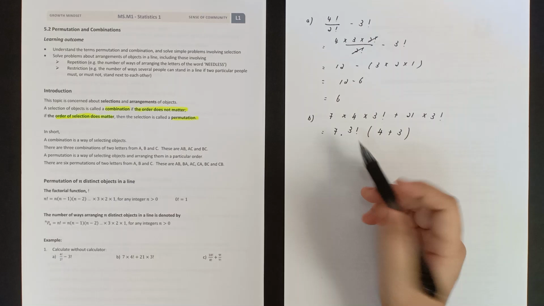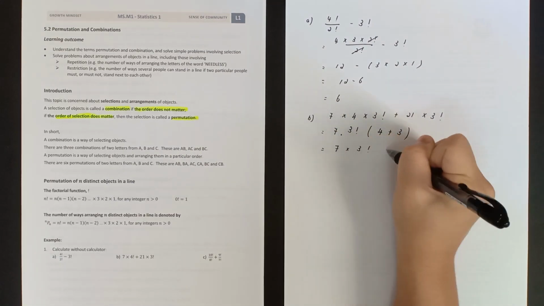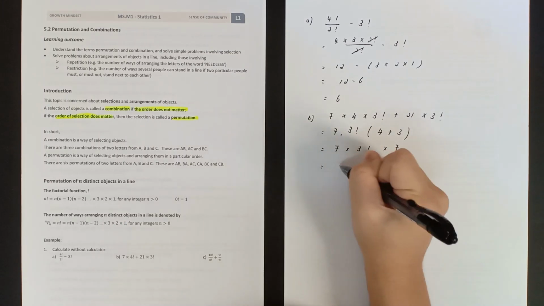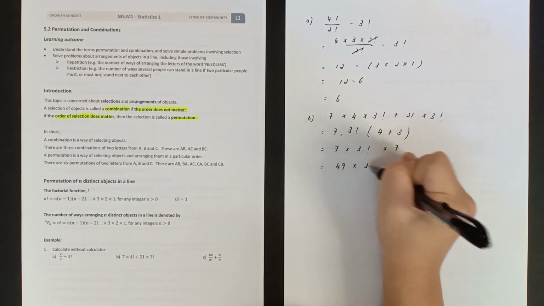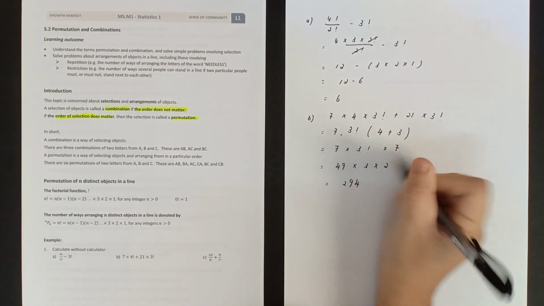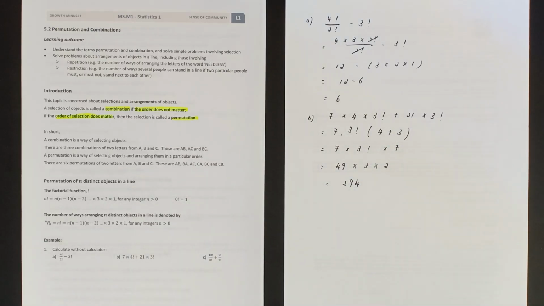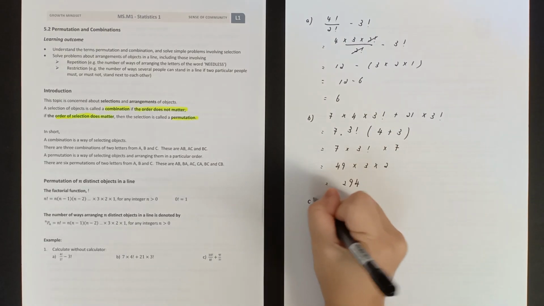Okay, then 3 factorial, then I don't have any more. So 7 times 3 factorial times 7. So I get 49 times 3 times 2, which gives me the answer 294. Yeah, correct. Okay, 294.